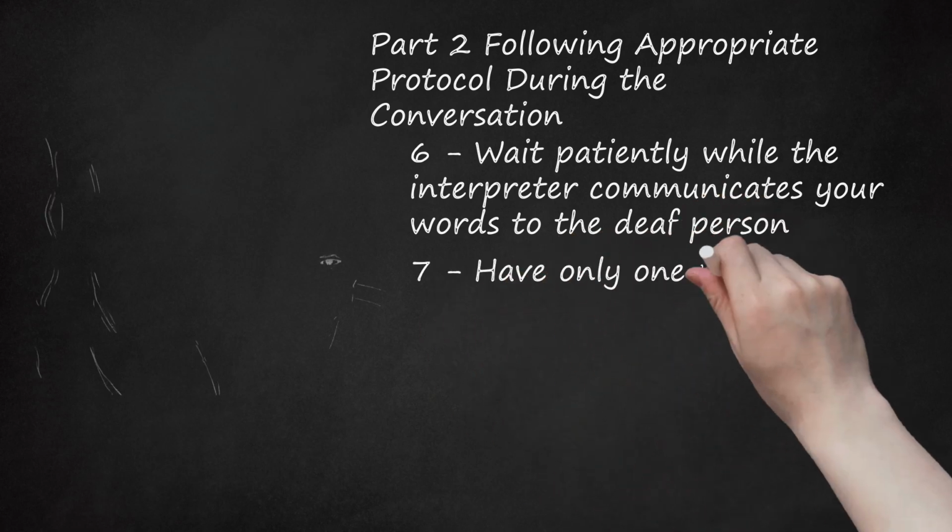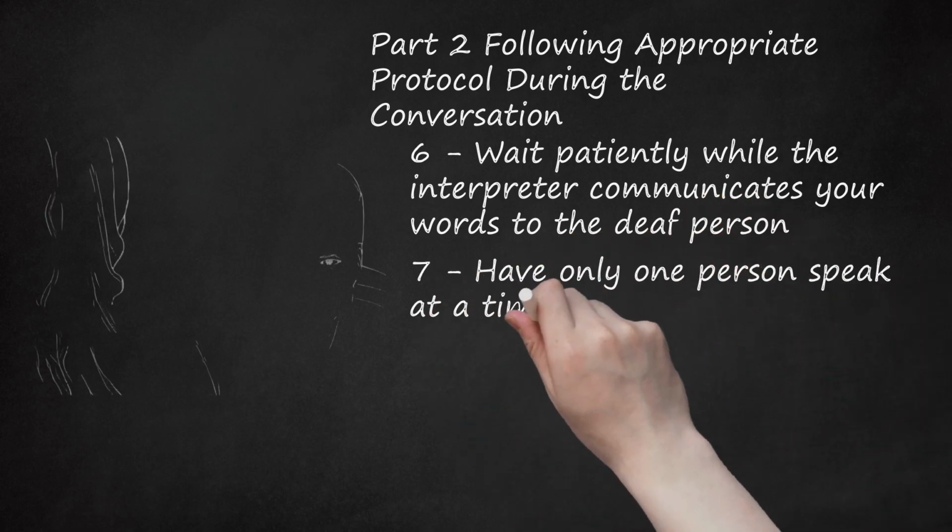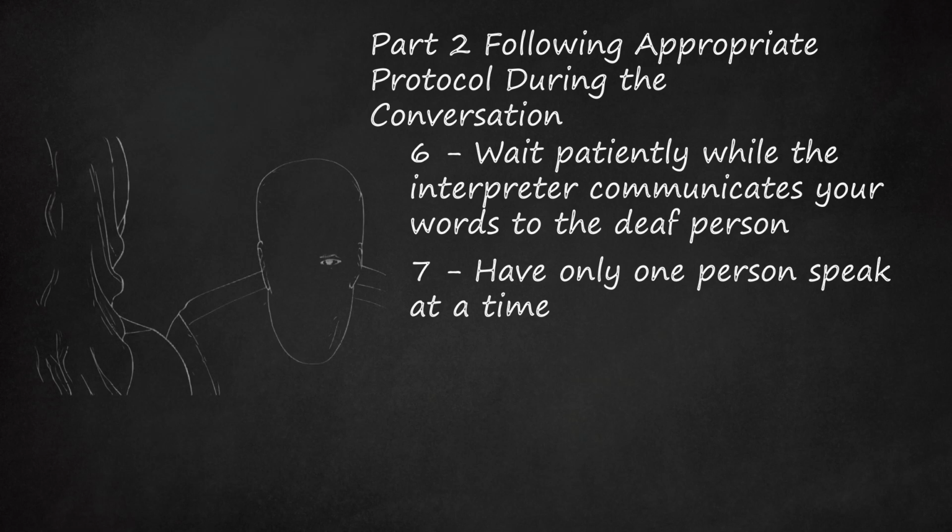7. Have only one person speak at a time. It can be confusing and overwhelming for the interpreter when more than one person is speaking at a time. In a group meeting setting, have everyone speak one at a time or take turns speaking around the room. You may also want to give the floor to one person at a time so the interpreter can focus on that person. You should make sure there is a brief pause between speakers so the interpreter has time to finish signing to the deaf person.